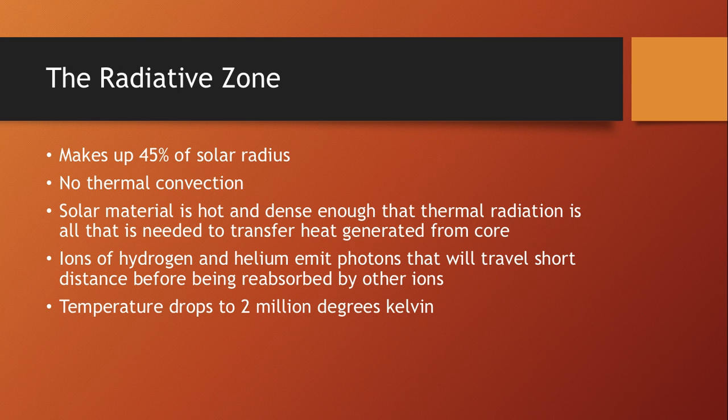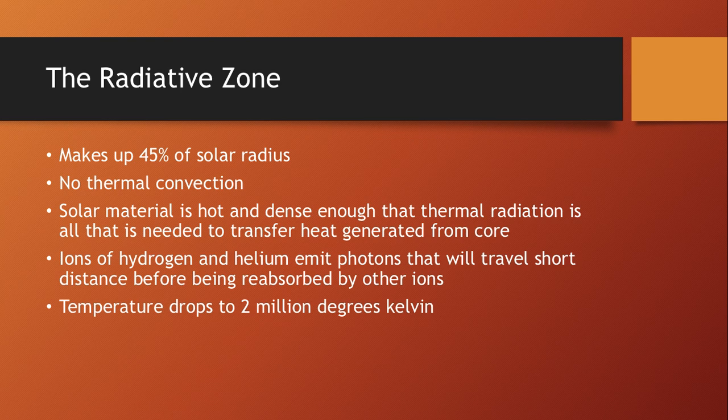You also have the radiative zone. The radiative zone makes up about 45% of the solar radius. In this layer, there is no thermal convection. Solar material is hot in the radiative zone, and it is dense enough that thermal radiation is all that is needed to transfer the heat generated from the core.